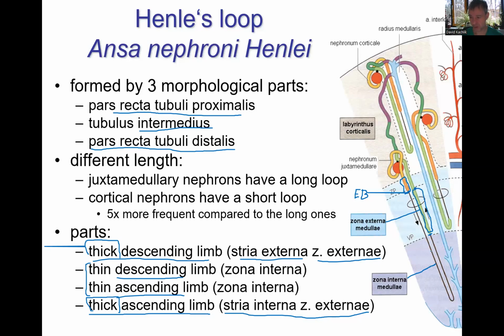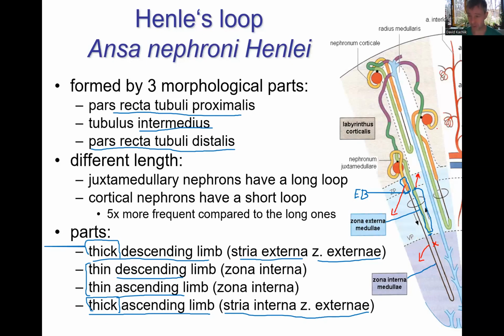So what happens first is that the ions get out. So I'll just change the color. In the proximal tubule, the ions get out. Then here the water gets out. But then in the ascending limb, it's not permeable for water, so no water out. But still ions get out. So that means that the interstitium is now full of ions.